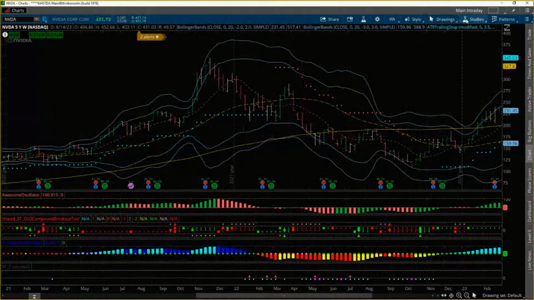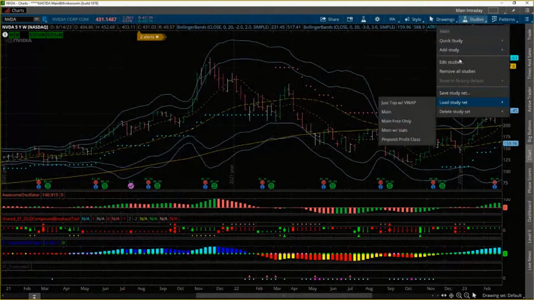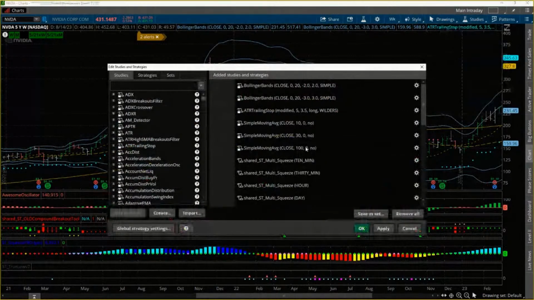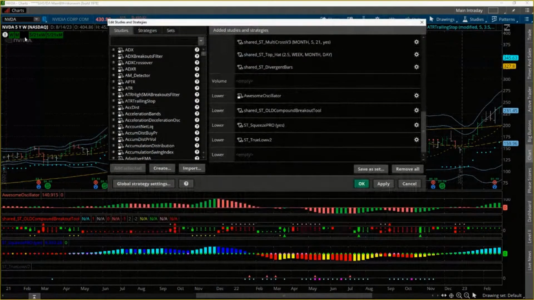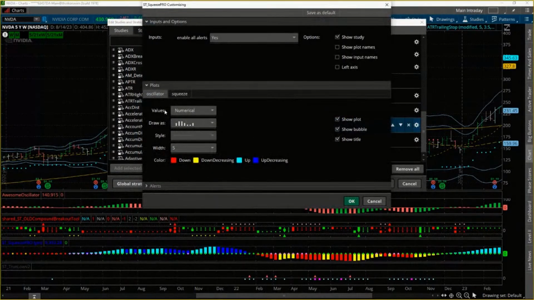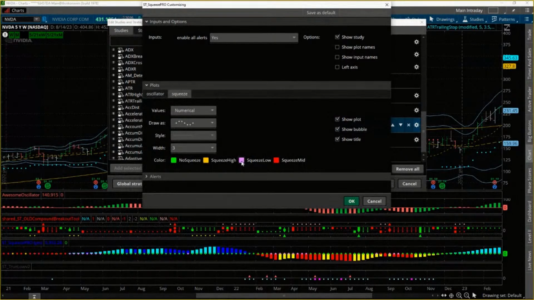And then the last 2 lower indicators I have are the Squeeze Pro. So once again, we talked about this a little bit earlier with the multi-squeeze indicator. With the Squeeze Pro, the only thing I did on the settings was I changed the color on the low squeeze from black to purple, so that way I could see it on the black background of my chart. But a green dot means that there's no squeeze. A yellow dot is a high compression squeeze. A purple dot on my charts is a low compression squeeze, and then a red is a standard squeeze.